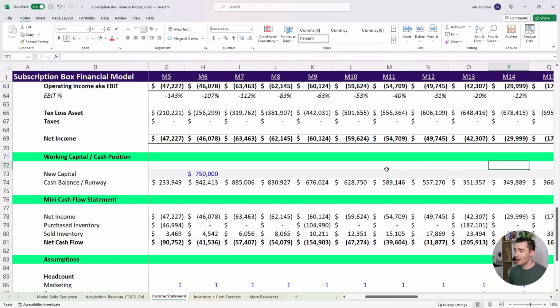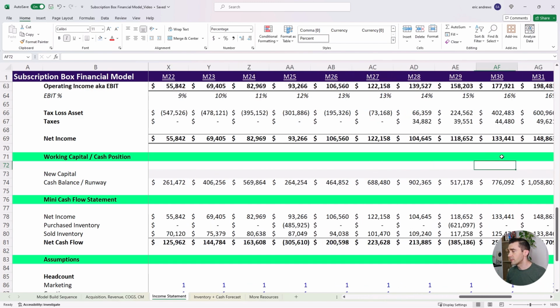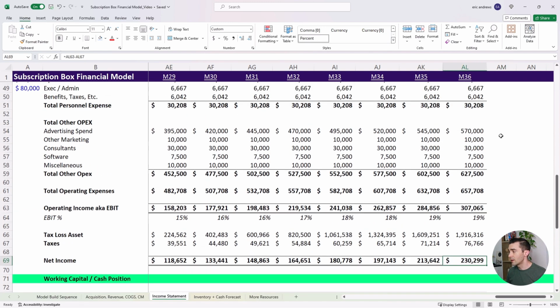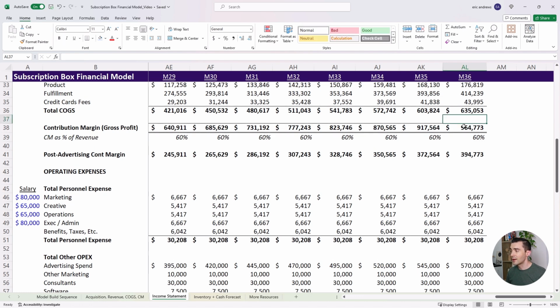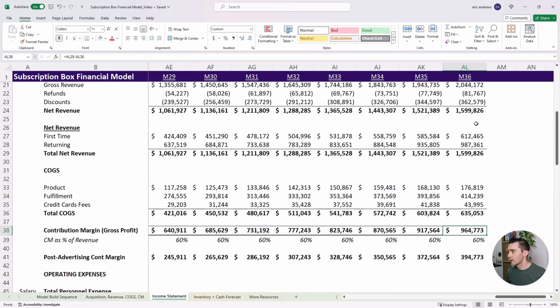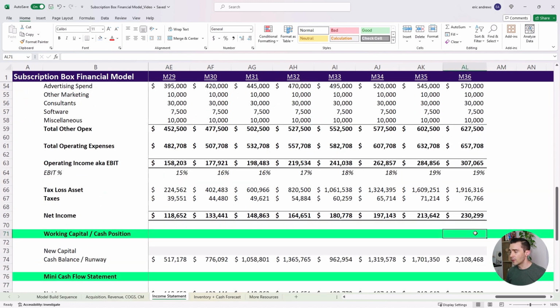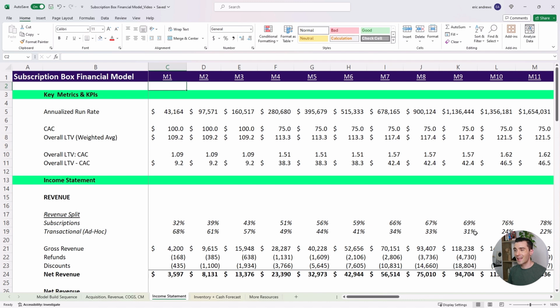And at the end of year 3, it's a business that's doing $230,000 in net income per month, and in revenue about $1.6 million in net revenue per month. So that is basically how you combine your inventory forecast in a really simplified way and convert that into a working capital forecast, take your net income and your income statement and connect it all together to build and scale a successful subscription box business.